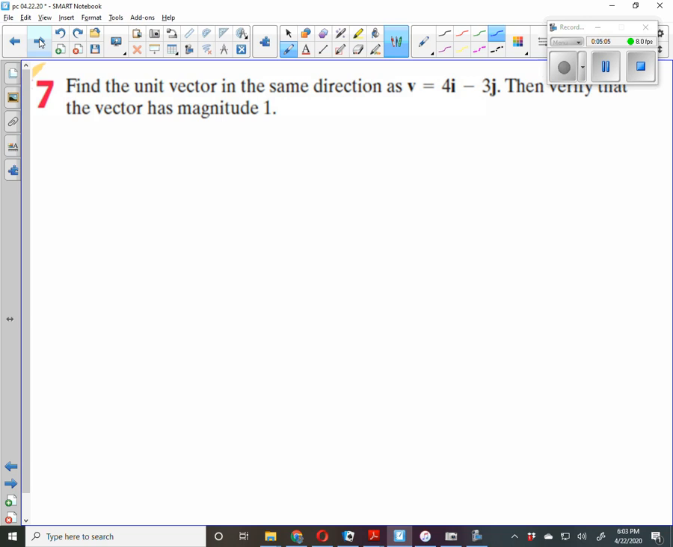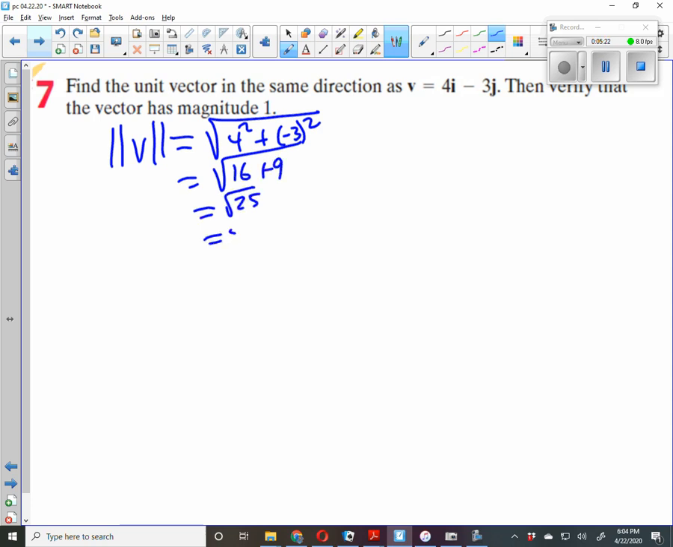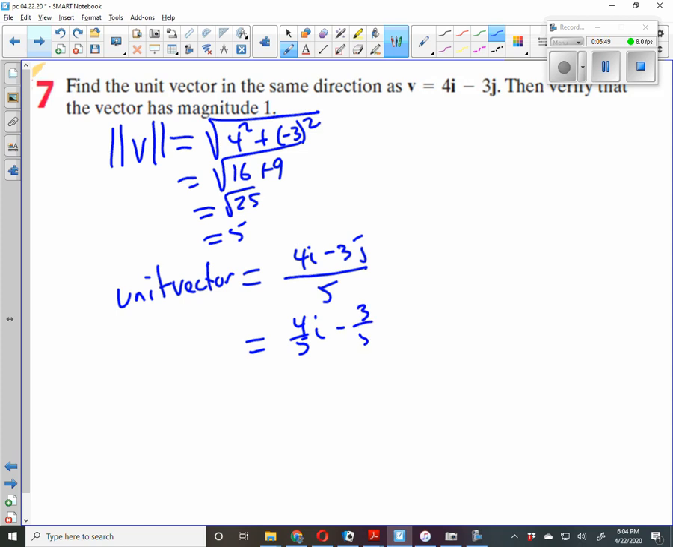Okay, find the unit vector. Well, first let's find the magnitude, which is the square root of 4 squared plus negative 3 squared. 16 plus 9, square root of 25 is 5. The unit vector is equal to 4i minus 3j divided by 5. You could leave it like that. You might want to go 4/5 i minus 3/5 j. Both of them will work, and that literally is a unit vector.